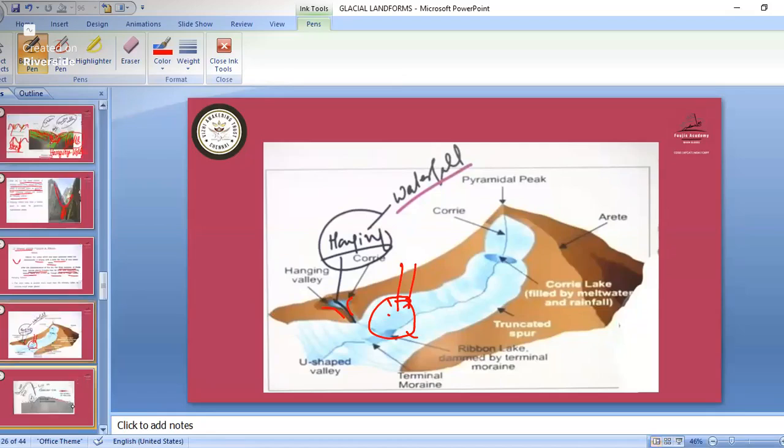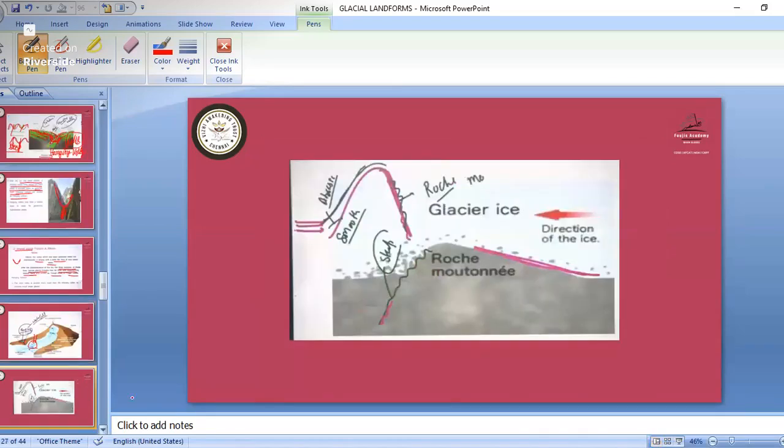In the later part also, we will see one more lake. Now we have finished this part: hanging valley, U-shaped valley, ribbon lake, all those parts. Now we'll see one more erosional landform, that is the Rocky Mountain.